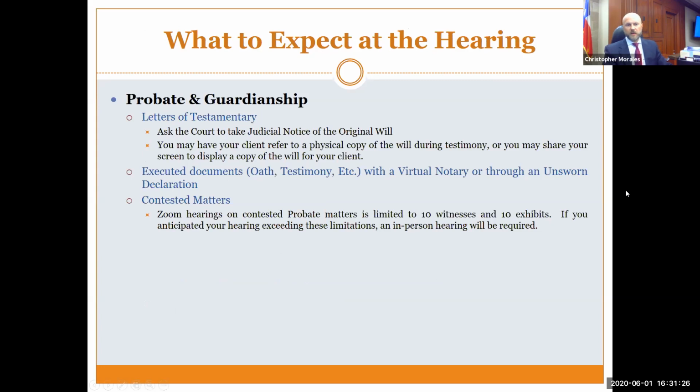With regards to probate and guardianship, I'm going to get very detailed here. For letters testamentary, ask the court to take judicial notice of the original will. I will have the original will in a file on my desk when the hearing is going on. I know you do not have access to it, and I don't have the capability to display the original will on the screen. So ask that I take judicial notice of it, and you may utilize a copy of that will to assist in the testimony of your client, the applicant.